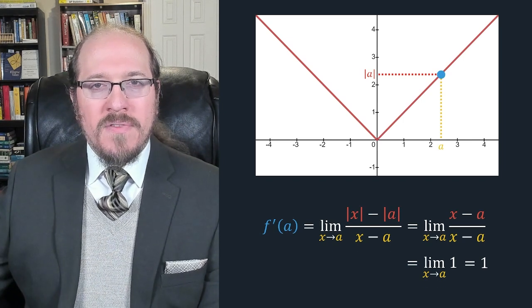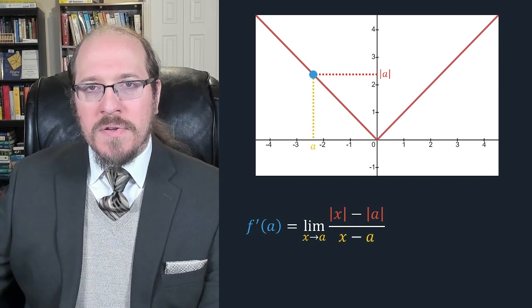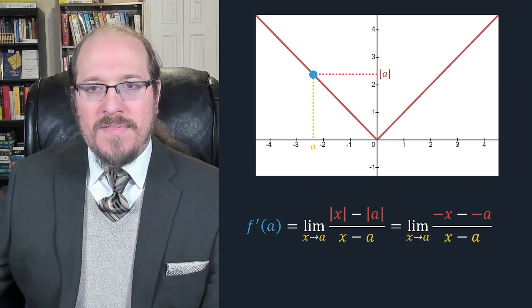If we choose a value of a to the left of the vertex, though, then the absolute value of a is the opposite of a.